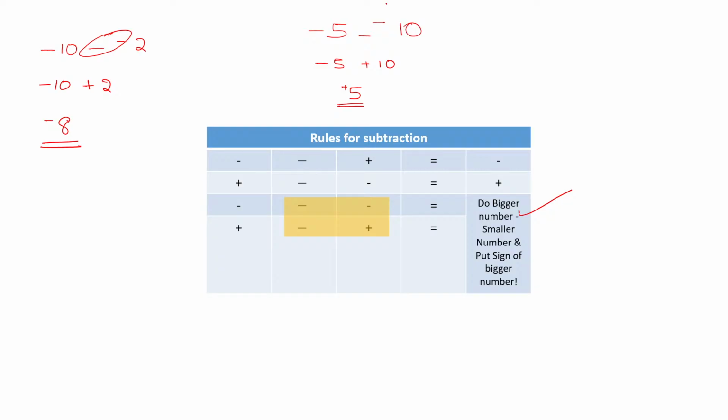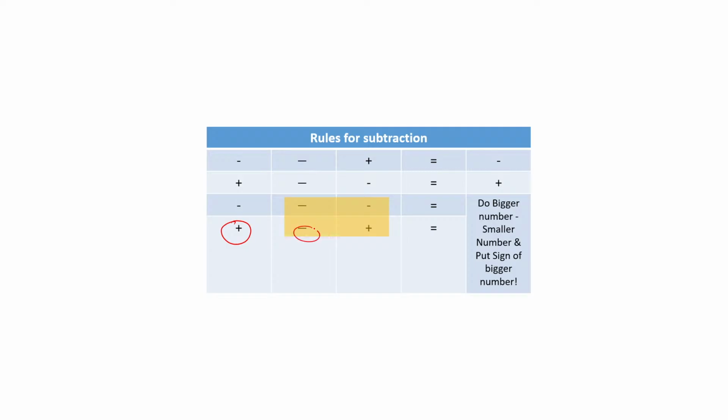And the last case, it is like what? A positive value subtracted with a positive. So what is the condition? For instance, 7 minus 3. Bigger number minus smaller number and sign of the bigger number. 7 minus 3 is what? 7 minus 3 is 4. Clear?